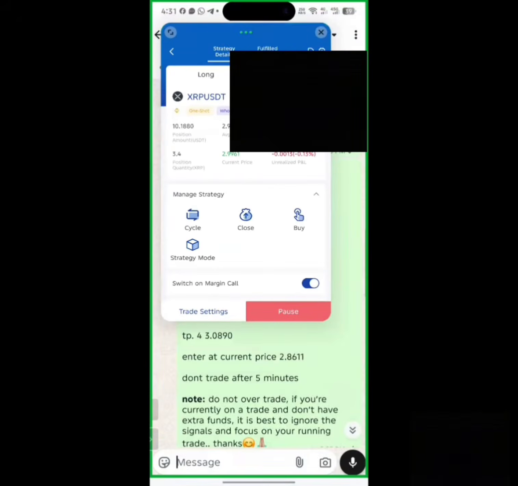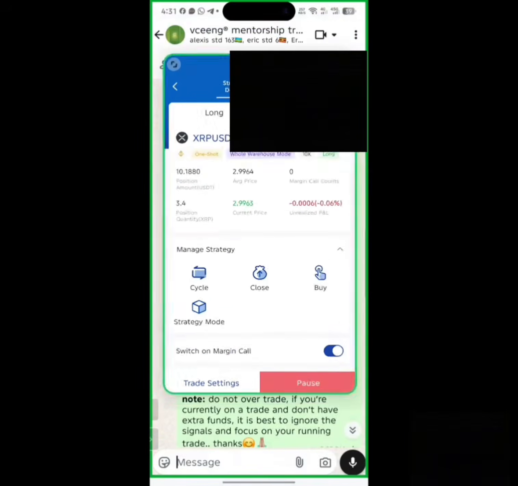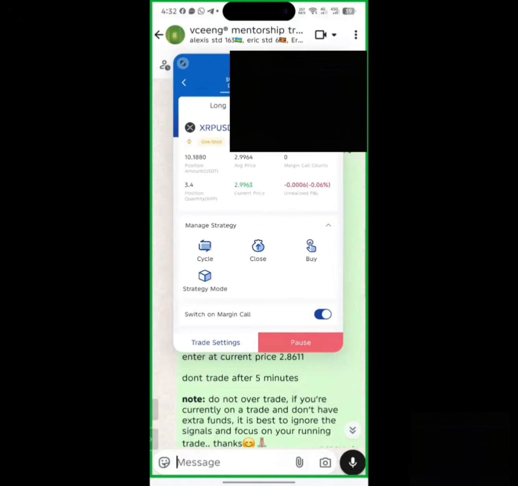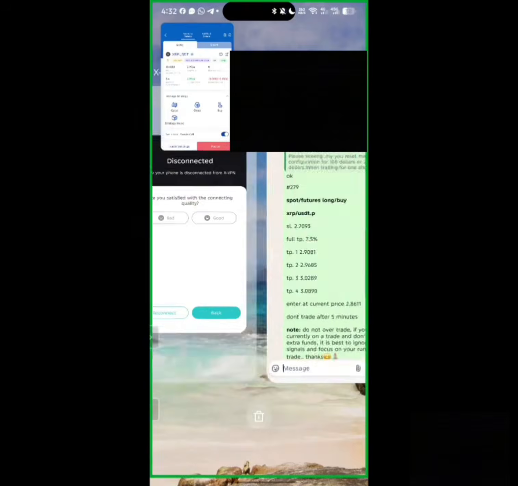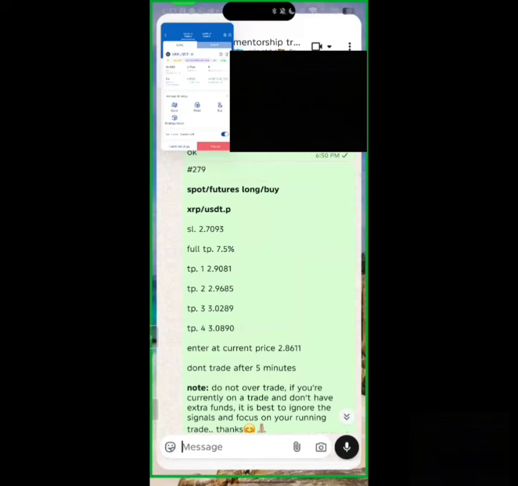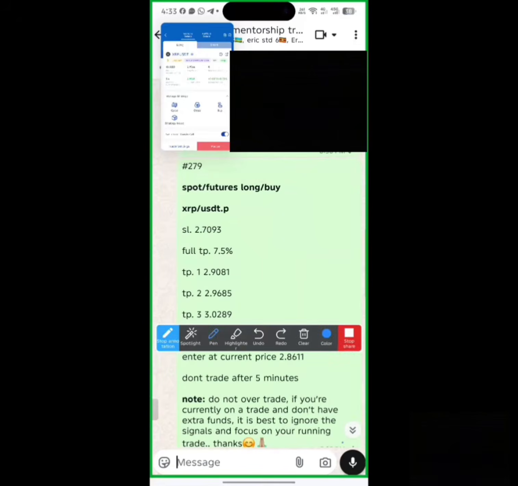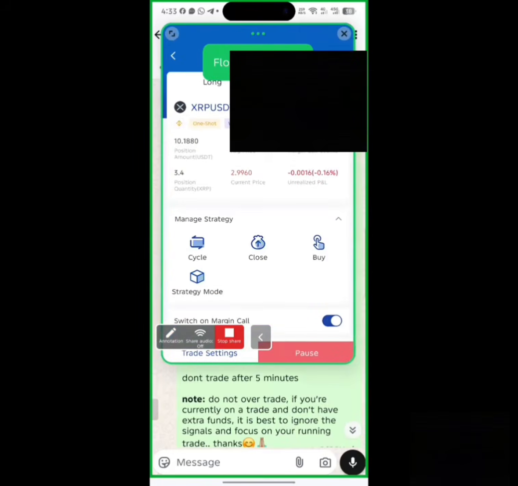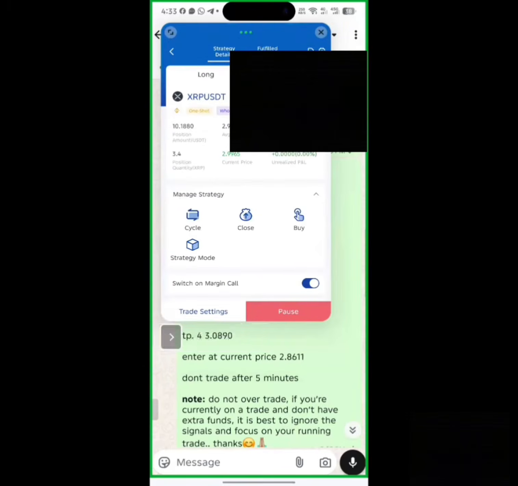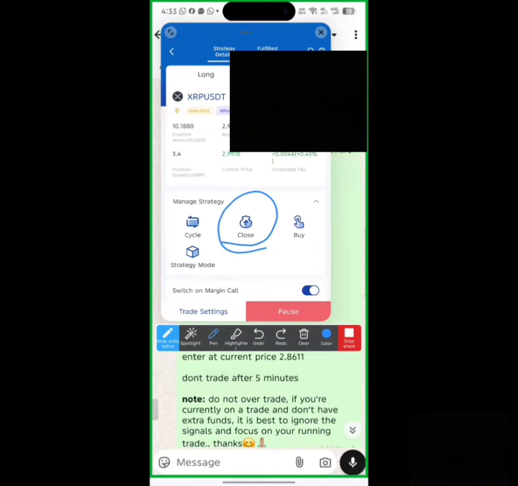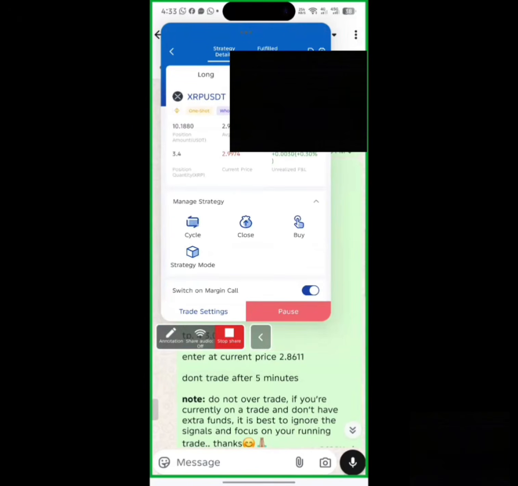So what do you do? You come to your RoyalQ like this, to set the stop loss. You come to the trade. The trade is already running here. So this stop loss here, SL, is what we want to use. You come to your RoyalQ and then you click on close here. This is close here. You click on close.